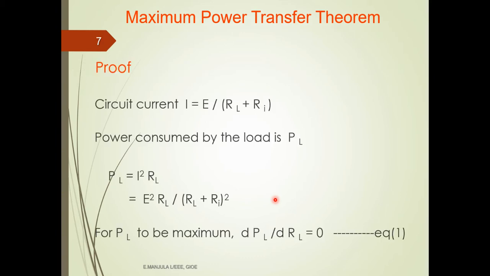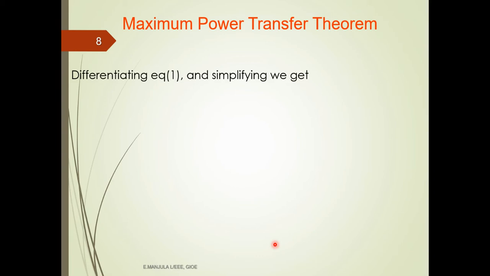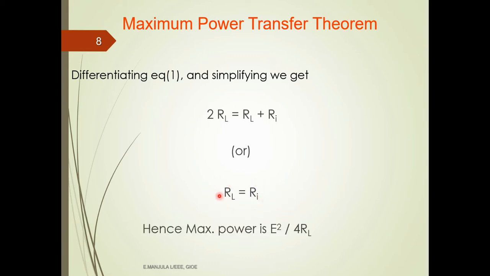So you have to simplify this equation. PL is equal to E square RL divided by RL plus RI whole square. When you differentiate this with respect to RL, you get 2 into RL equals RL plus RI. This RL will cancel, and you get RL equals RI. So hence proved. Always remember that when the total network resistance is equal to RL, the maximum power will be transferred to the load.